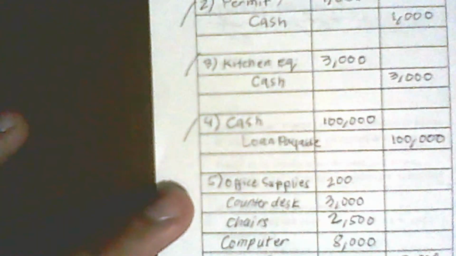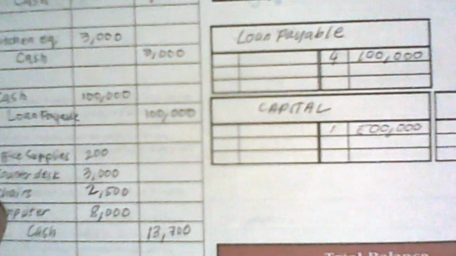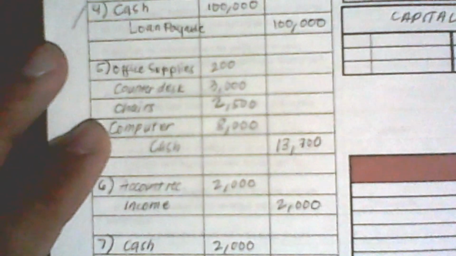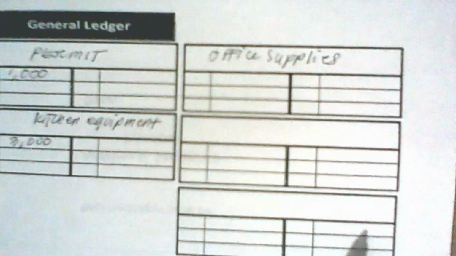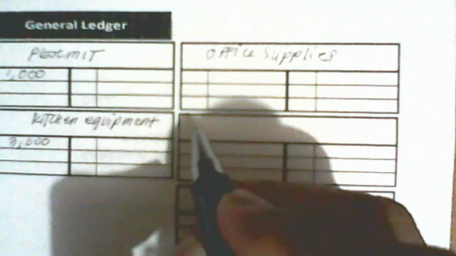We are done with this one. Okay, so we have office supplies here, 200 pesos. That happened on April 5, so we need to put a date here, 5.